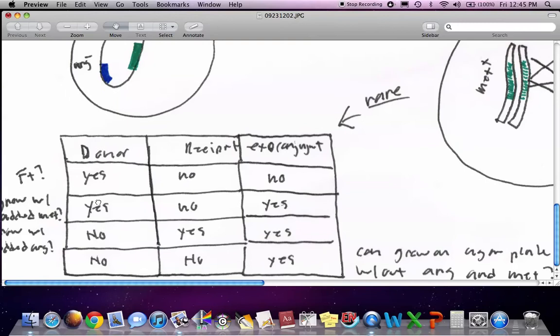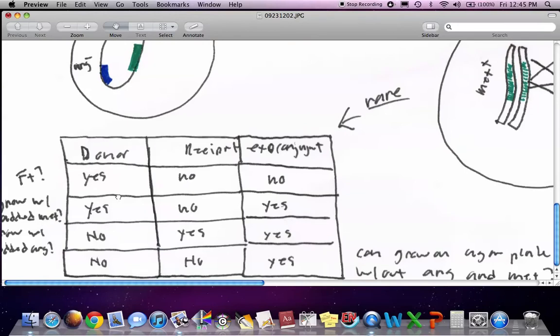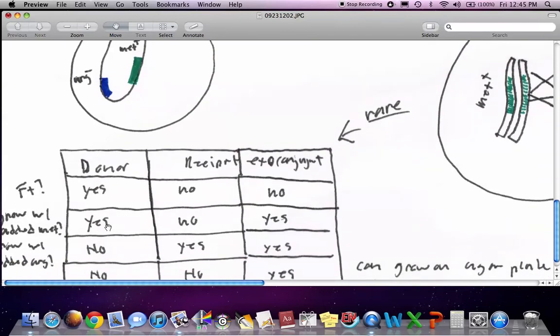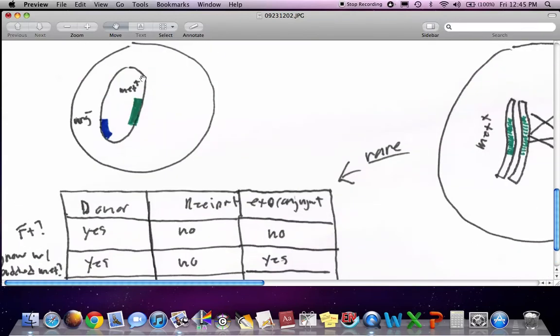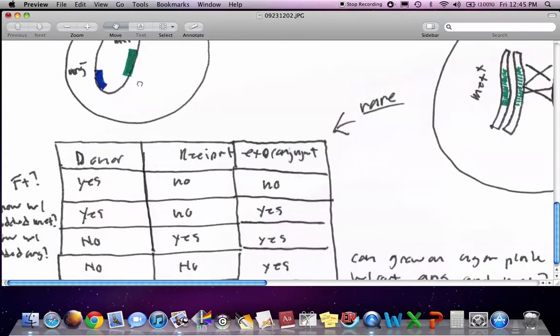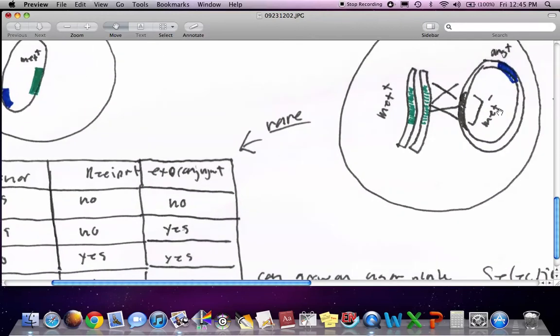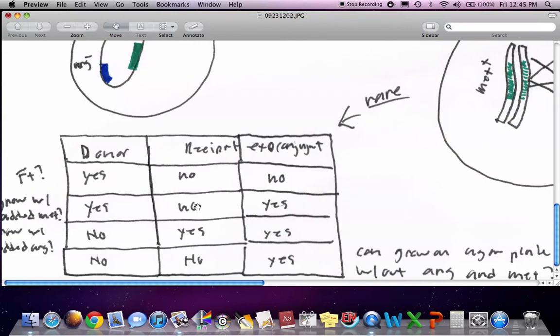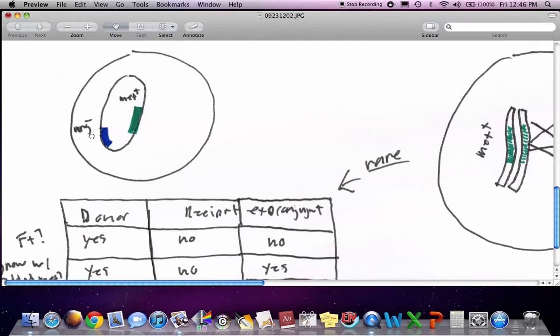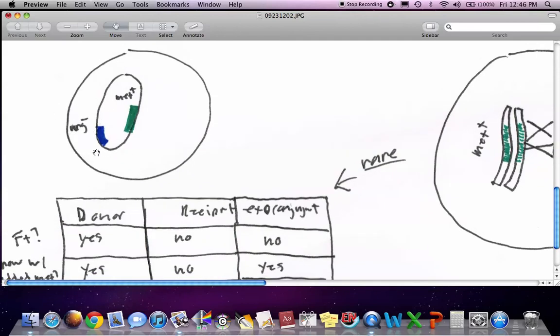Then you ask, can it grow without added methionine? The answer is yes. The donor has the Met gene and it's functional, so it can grow in the absence of methionine. But the recipient is methionine minus over here, so it cannot grow in the absence of methionine, so the answer is no. And then you ask, can the donor grow without arginine? Well, it's Arg minus, so it cannot grow without adding arginine.